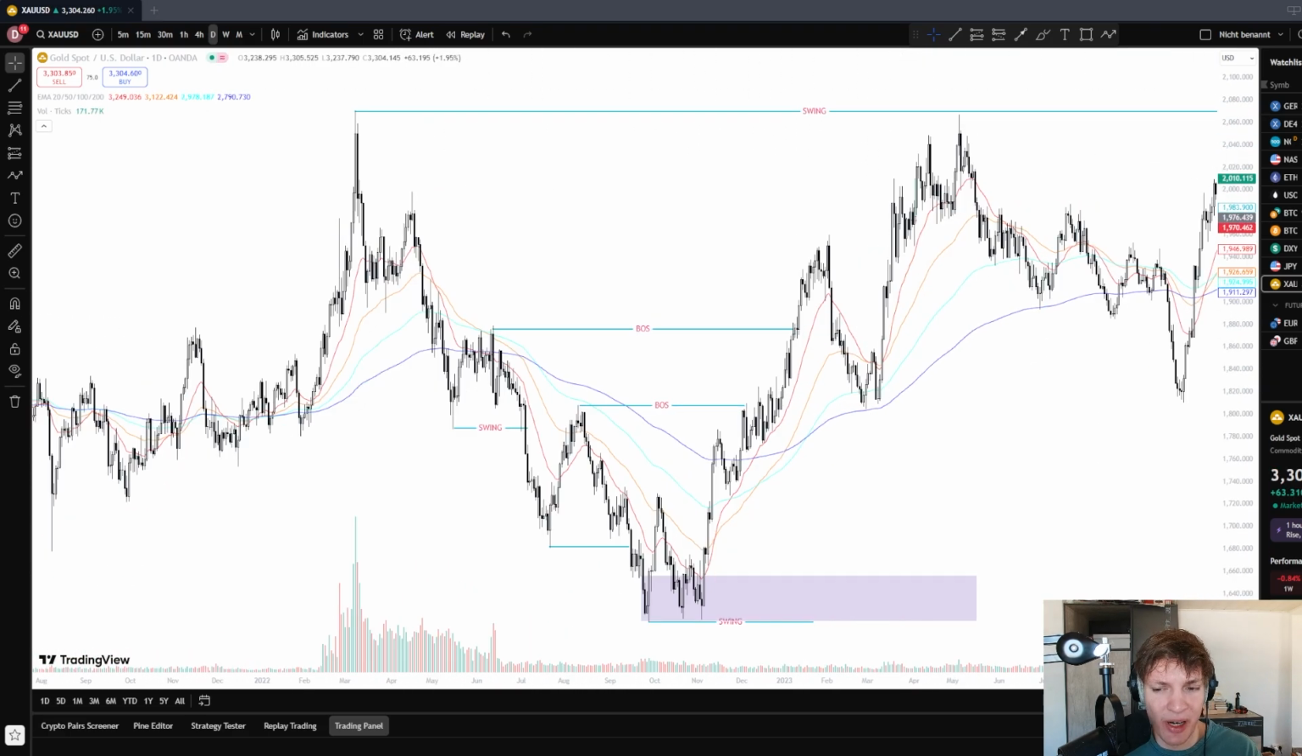For me, a break of structure would already be if we were to go above this level with only one wick. It is of course better with a full candle body, but I also see a wick as a valid break as we show an intention to go above this level.